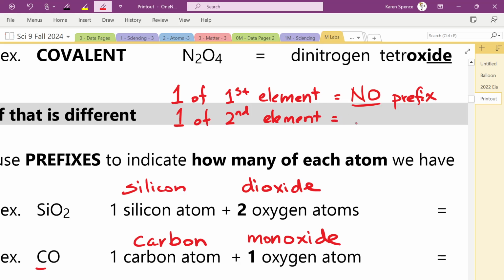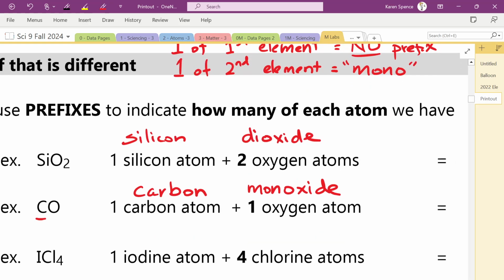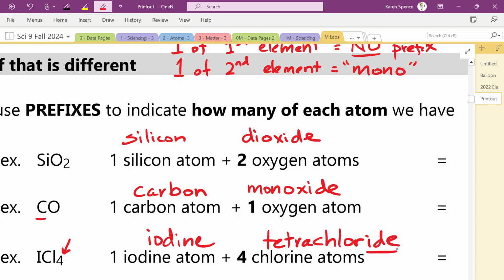So 1 of the second element, we use mono. We have 1 iodine, and it's the first element, so we call it iodine. And we have 4 chlorines, and the prefix for 4 is tetra. So we have tetrachlor what? Ide. So we still have those ides on the second word.